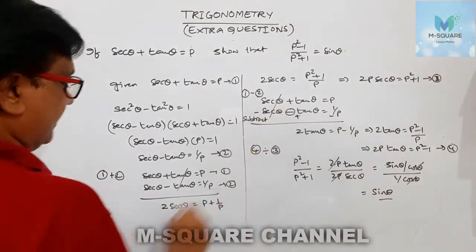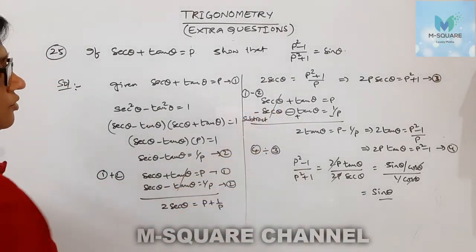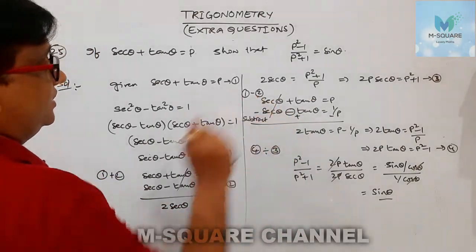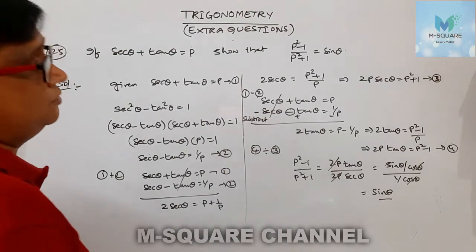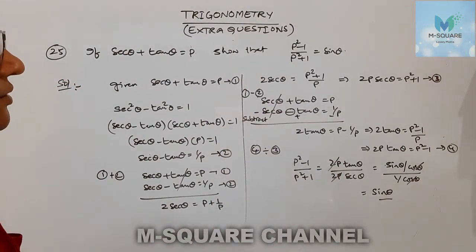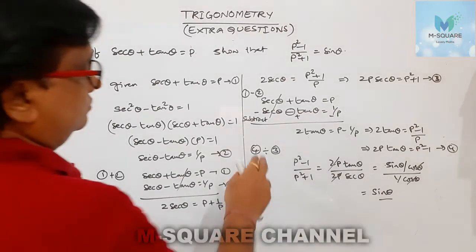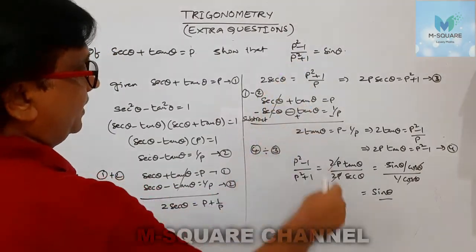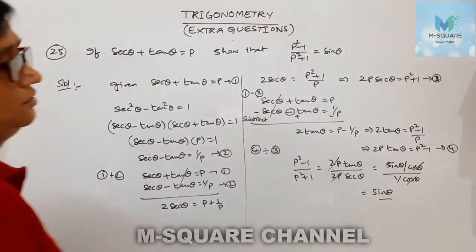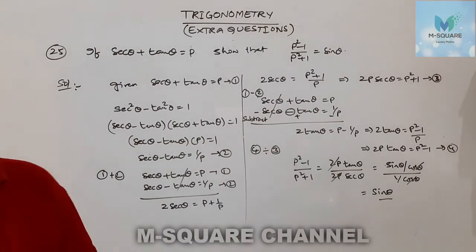Next one is subtraction. After adding, again I am going to take subtraction. So in the subtraction, sec will be cancelled. So 2 tan theta equals p minus 1 by p. That means 2p tan theta equals p square minus 1. After dividing these two, we get 2p tan theta by 2p sec theta. 2p cancels, so we get sin theta.